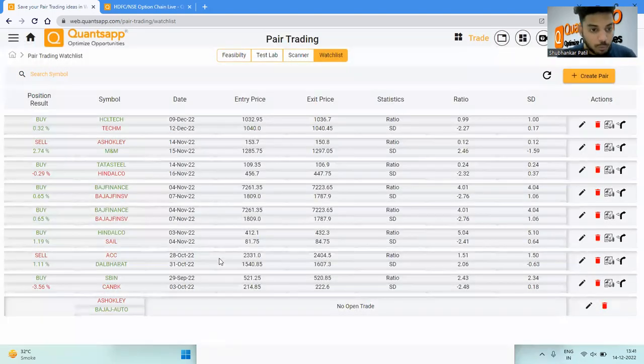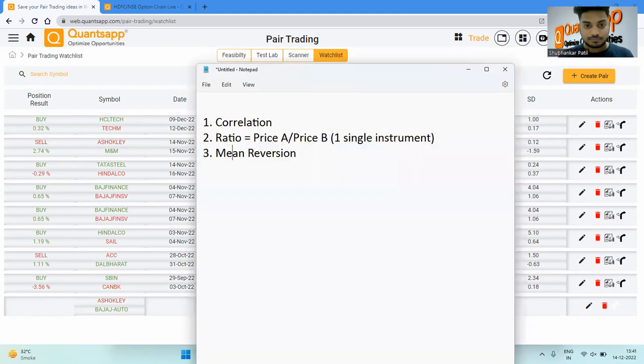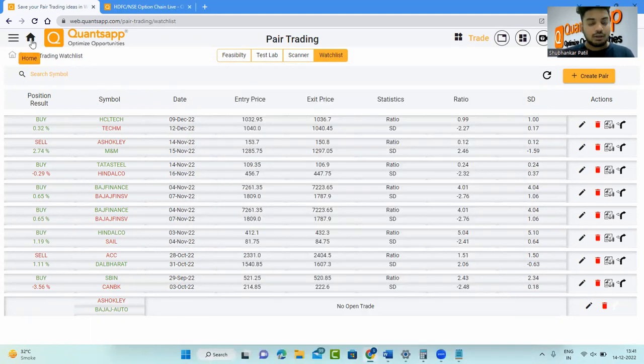And if there is an open trade happening over here, you will get to see the open mention in the exit date, which will tell you the signal is open. So all you need to do is find yourself a few pairs and add them to the watch list. Whenever you see an open signal, that's the time your pair is getting activated. So this is what pair trading is about.